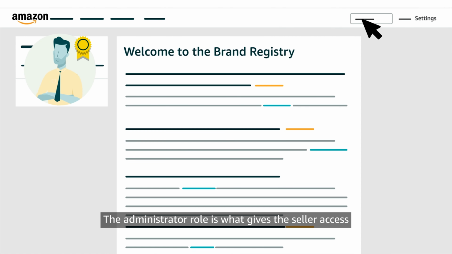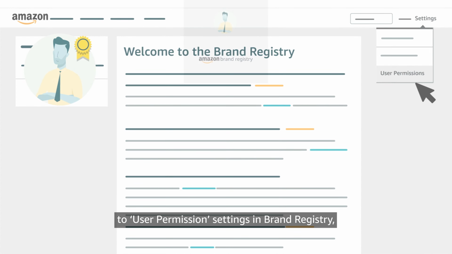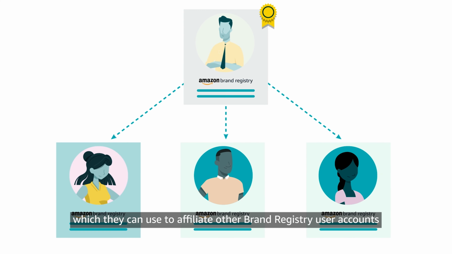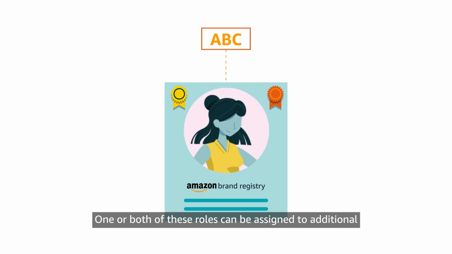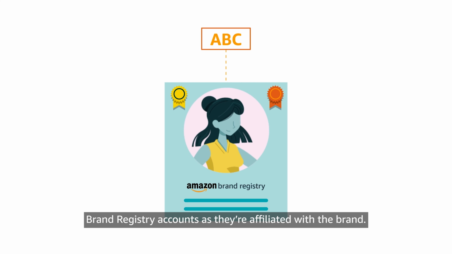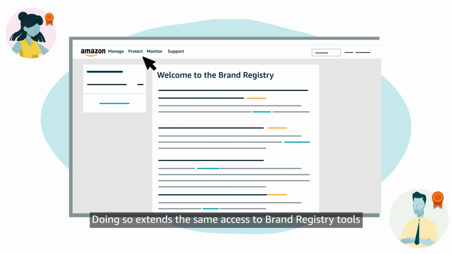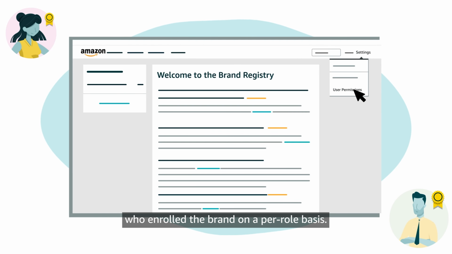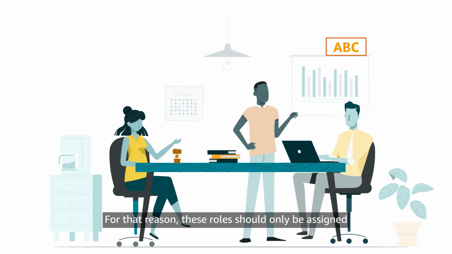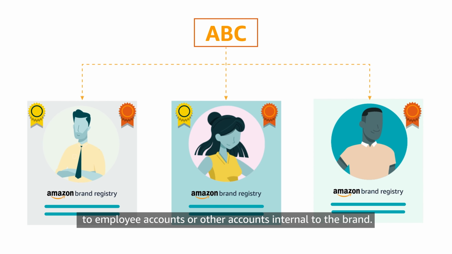The administrator role is what gives the seller access to user permission settings in brand registry, which they can use to affiliate other brand registry user accounts and assign roles. One or both of these roles can be assigned to additional brand registry accounts as they are affiliated with the brand. Doing so extends the same access to brand registry tools and permission settings enjoyed by the seller who enrolled the brand on a per-role basis. For that reason, these roles should only be assigned to employee accounts or other accounts internal to the brand.